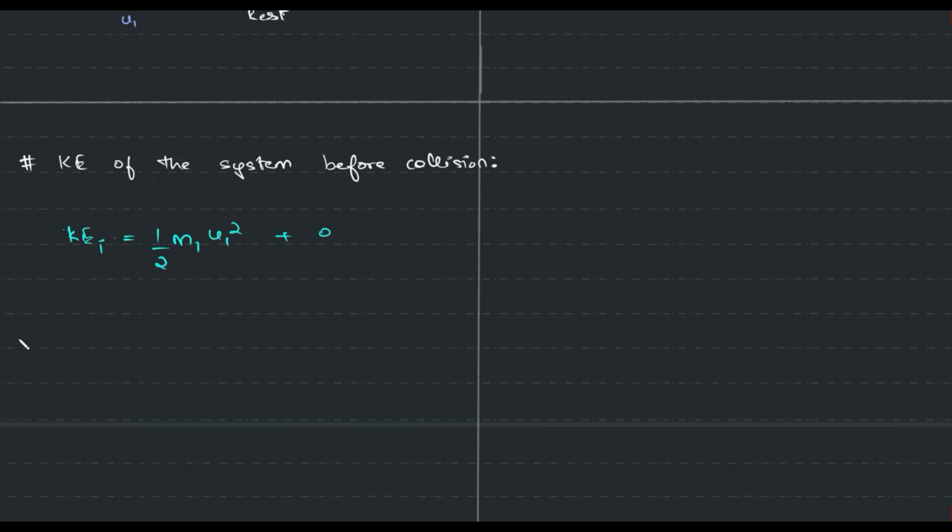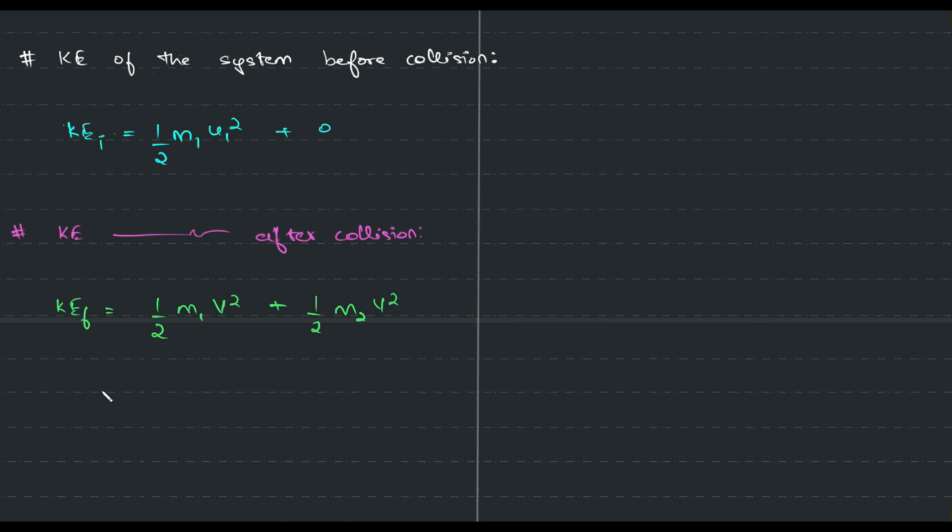Next, you have kinetic energy of the system after collision. So we have kinetic energy after collision is half m1 v square plus half m2 v square, because both move with the same velocity. This would be the case, and then we have half and v square common, m1 plus m2 basically.